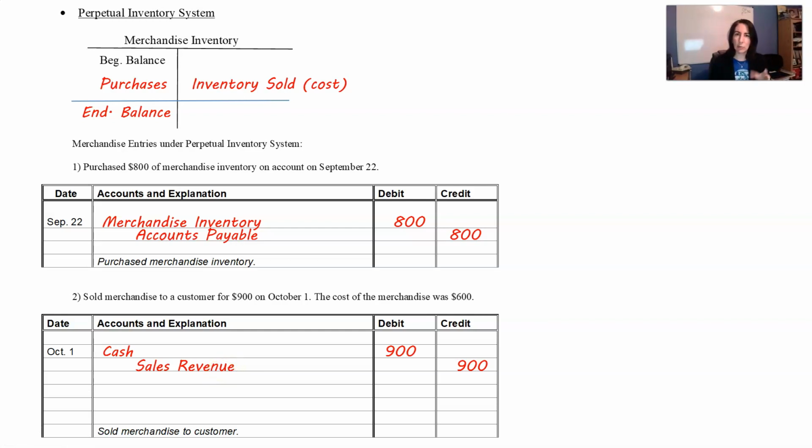The second piece is to record the inventory part and the cost of goods sold. So the cost of the merchandise that we sold was $600. So we are going to, remember, expenses are like debits and cost of goods sold is like an expense. So we're going to debit cost of goods sold for $600 and we're going to reduce our inventory by $600 as well because we've just sold it. What you can see here is the net of these two is going to be the $300. So whenever you're selling merchandise or anything else, you usually have two parts. The cash sales revenue and the inventory part.